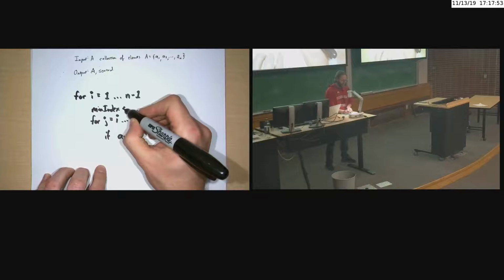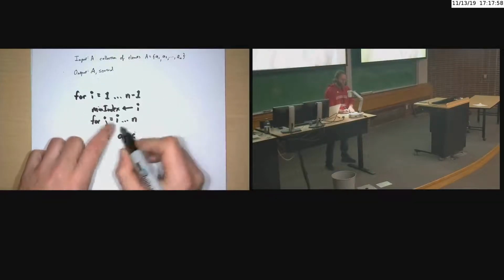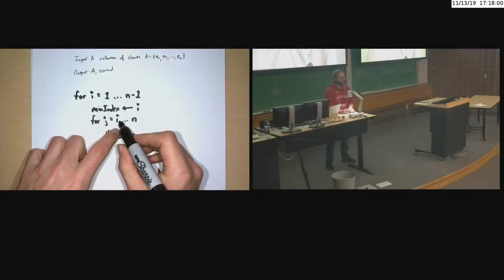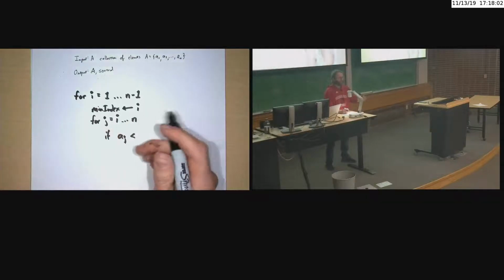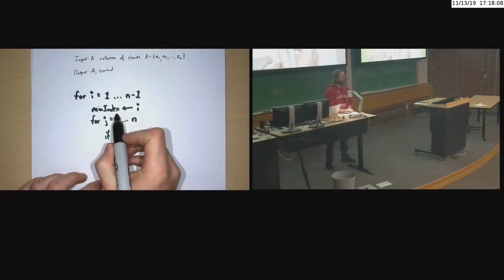And I'll initialize it to I. That would actually allow me to change my for loop and go to I plus 1 because I don't have to compare a sub I to itself to see if it's minimum, right? But I'll keep track of this minimum index.